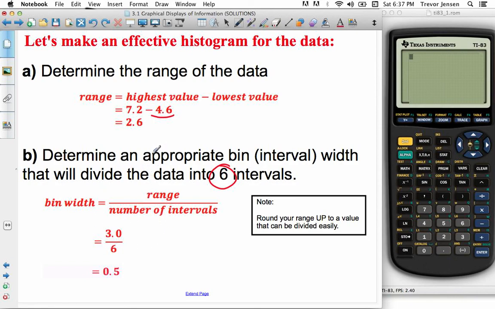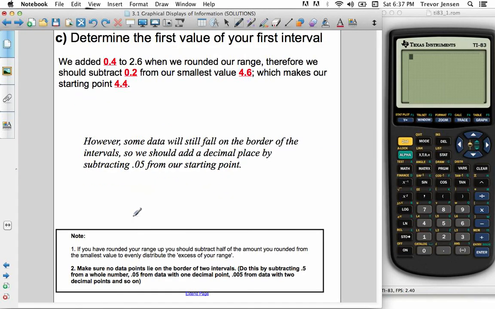But how much lower? Well, I rounded up by 0.4, so take half of that, which is 0.2, and subtract that from my lowest value of 4.6 and get 4.4. However, if I do that, my intervals would be 4.4 to 4.9, because remember I'm going up by 0.5, and 4.9 to 5.4, 5.4 to 5.9, and so on.